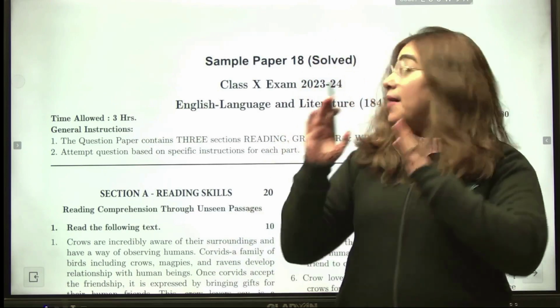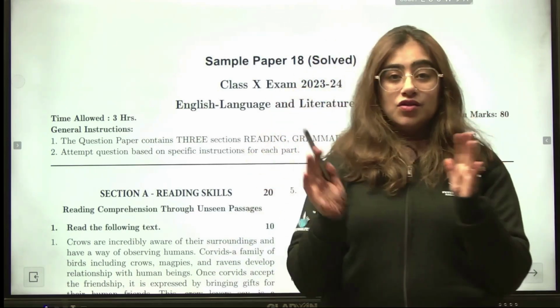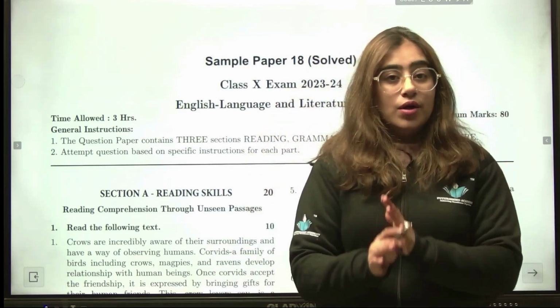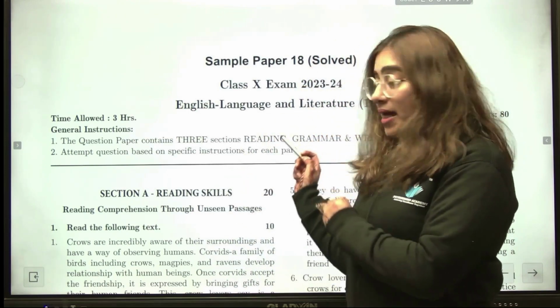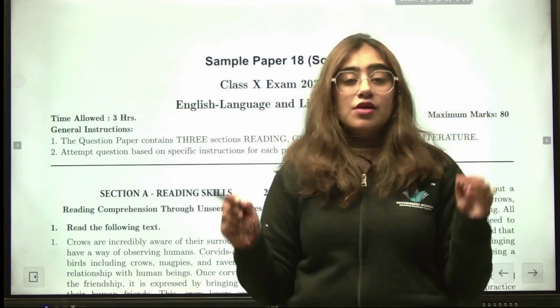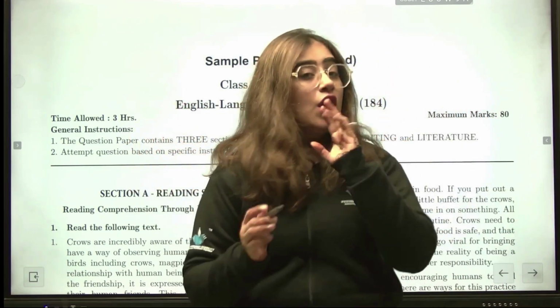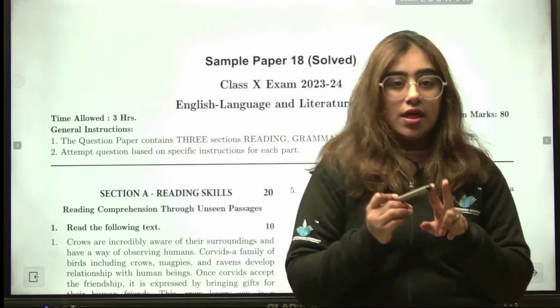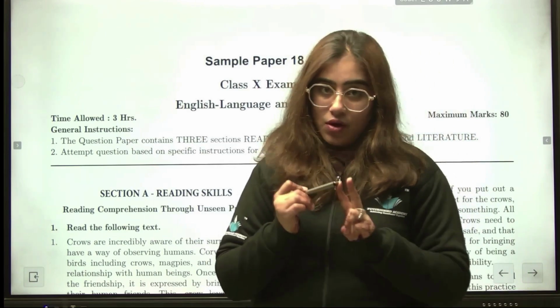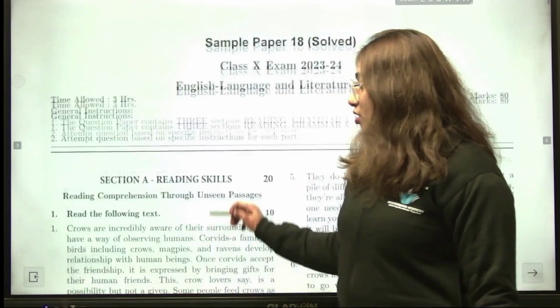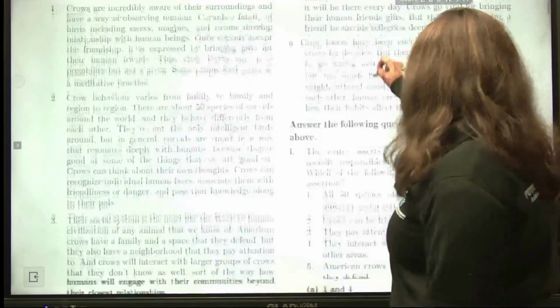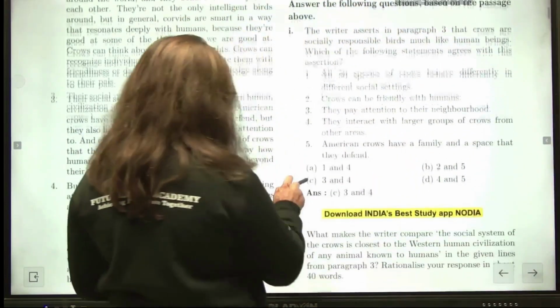So guys, sample paper number 18, general instructions are same, time allotted is same, maximum marks is same. So we are starting with the section A. Section A is reading comprehension. दो question है reading comprehension के, each for 10 marks. All right. So सबसे पहला comprehension हम शुरू करते हैं. And comprehension शुरू करने से पहले सबसे पहला हम questions भी देख लेते हैं.